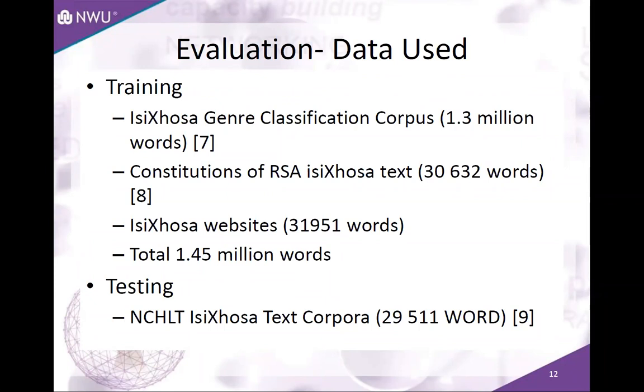There's work by Sneyman on gender classification, so we pulled his corpus of 1.3 million words. We combined that with the Constitution of South Africa, the isiXhosa version, and we scraped some Xhosa text off the internet, whatever we could find. We got about 31,000 words out of that. That gives us about 1.5 million words.